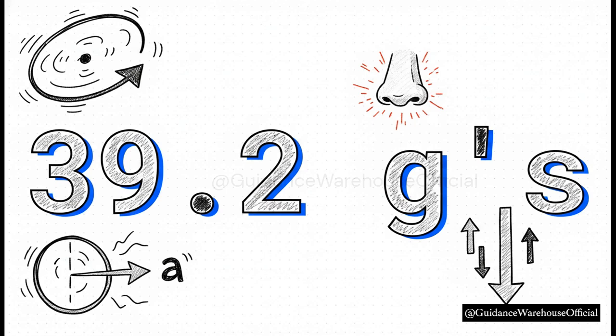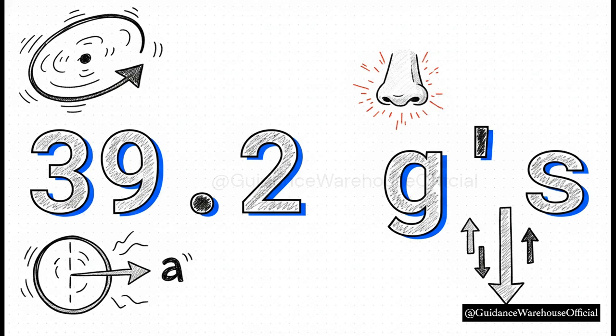First, we convert those 9 revolutions per second into radians, which gives us about 56.5 radians per second. We square that, multiply it by our 0.120 meter radius, and the resulting centripetal acceleration is a staggering 384 meters per second squared. To really put that into perspective, if we divide it by normal Earth gravity, we get 39.2 Gs. The centripetal acceleration pulling on Button's nose was nearly 40 times the normal force of gravity.